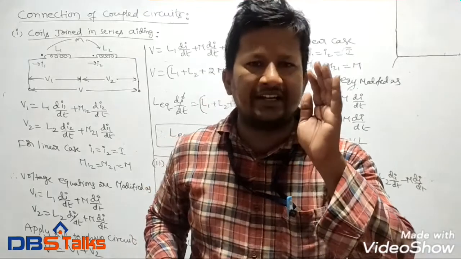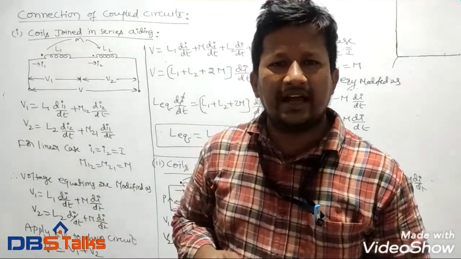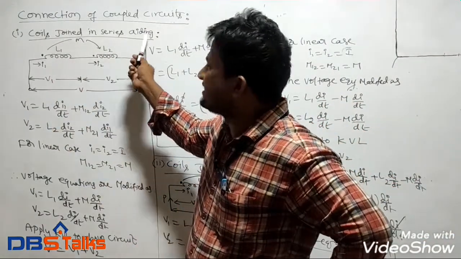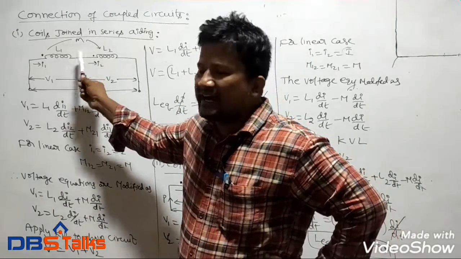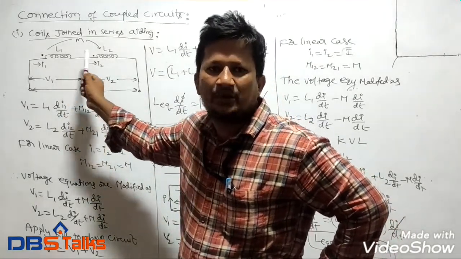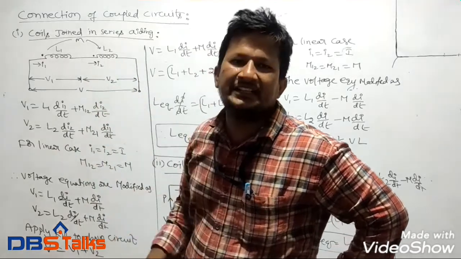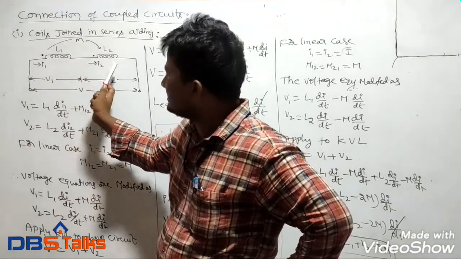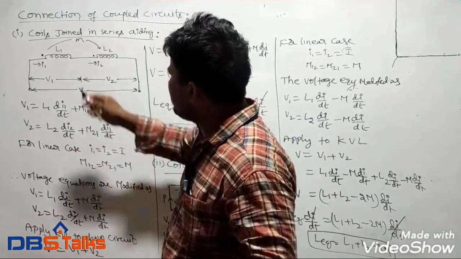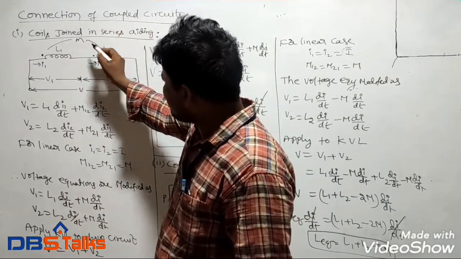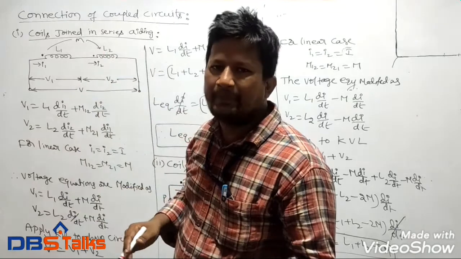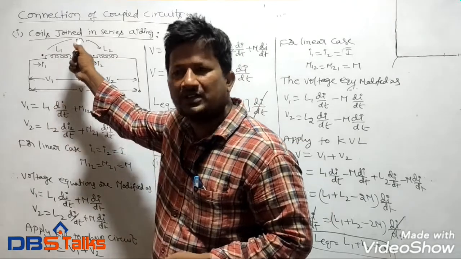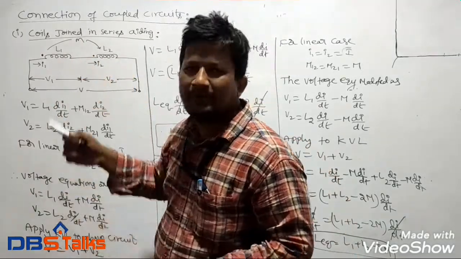Now we have to derive the equivalent inductance formula for series aiding as well as series opposing. Go for the first case, coils joined in series aiding. That means two coils having the same current direction and same dot position. Here L1, L2 are the self inductances of these two coils, and M is the mutual inductance, it may be M12 or M21 depending upon the connection. Let us consider reference coil 1, so M12, coil 2, M21.